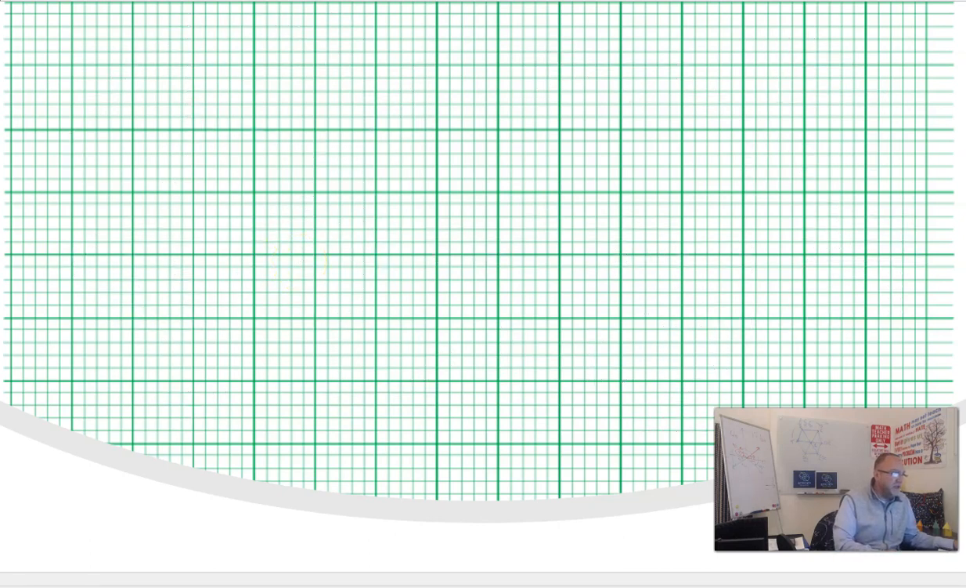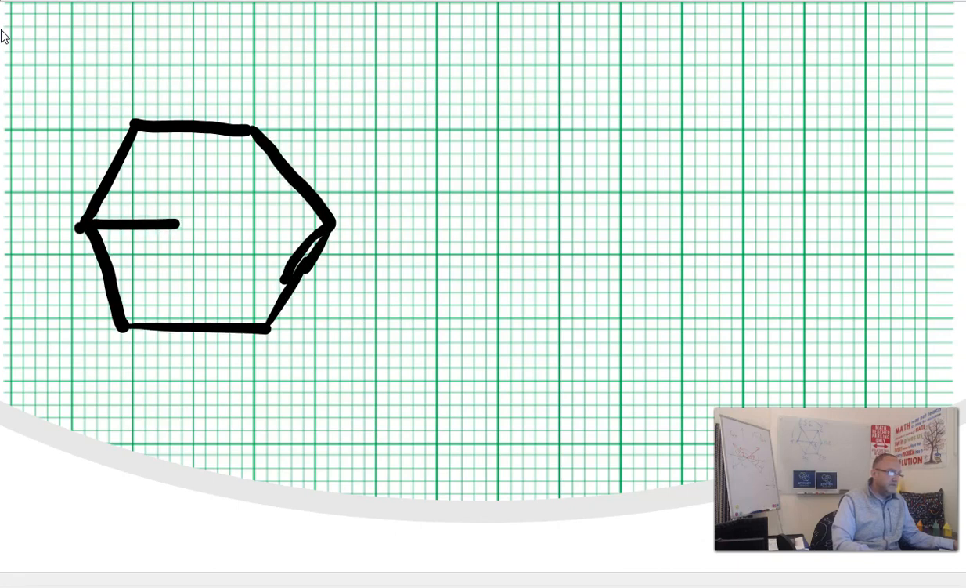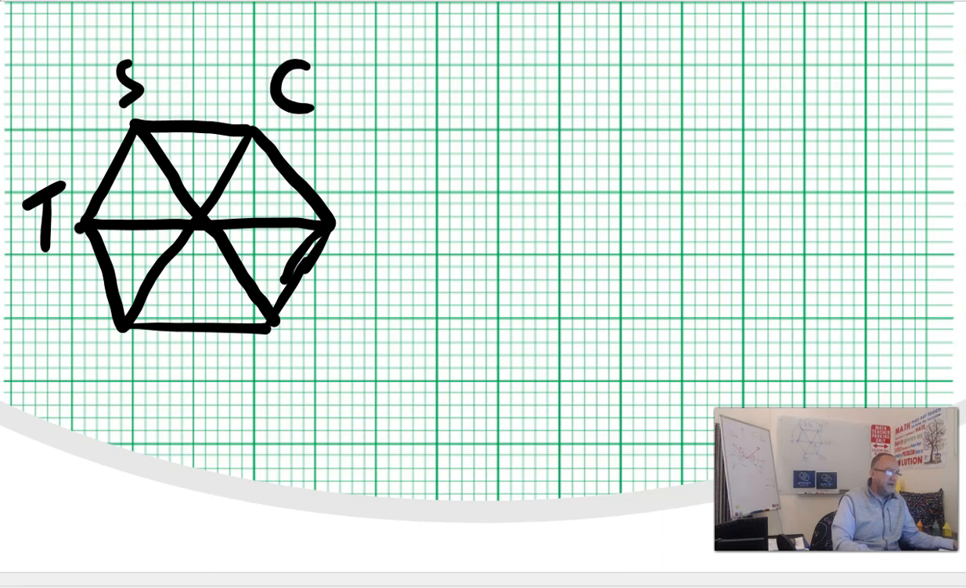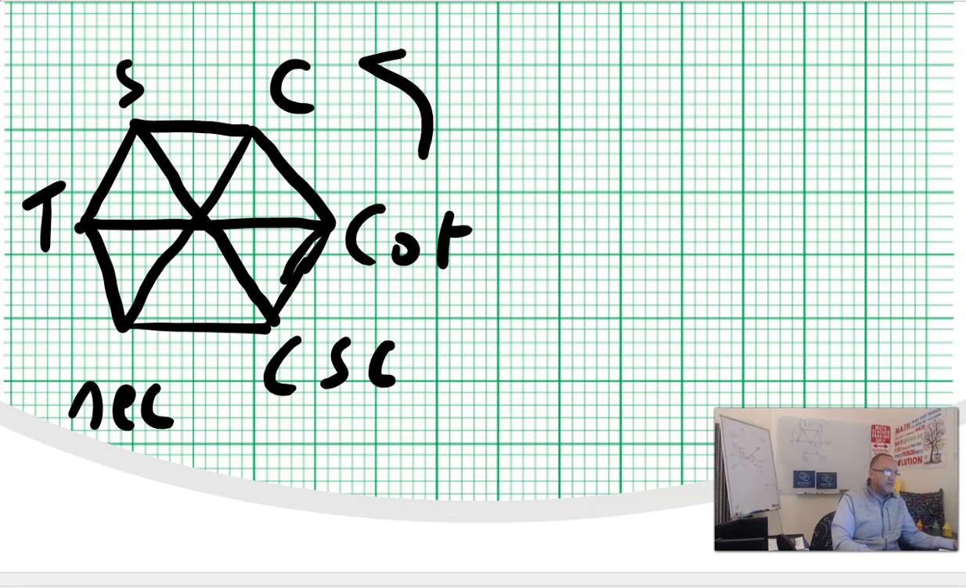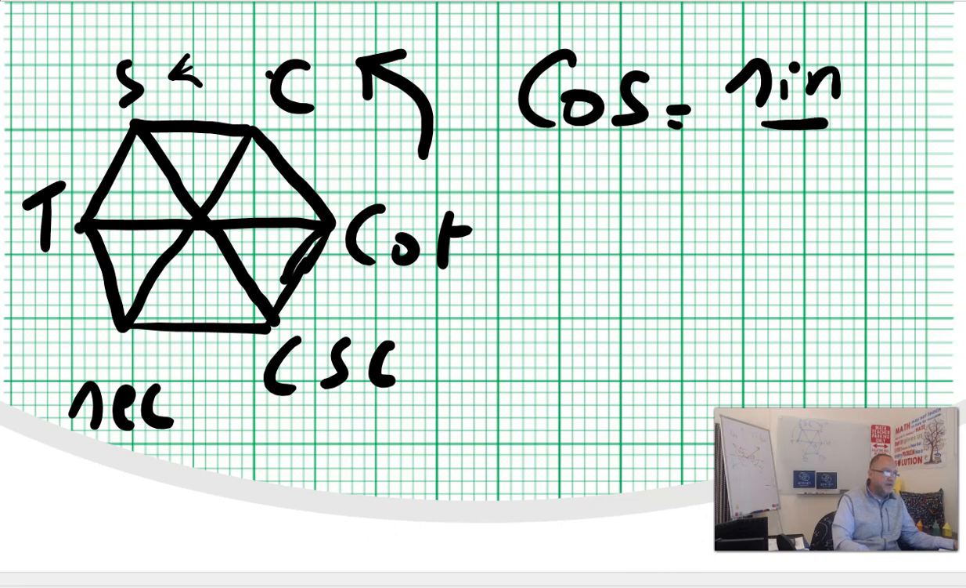Let's sketch it again and try to go counterclockwise. Excuse my hexagon, it's not the best hexagon, but you got the picture. So TSC, cosine, cotangent, cosecant, and secant. Now I'm going counterclockwise, so I'm going this way. If I start with cosine, this one here, and go this way, what's cosine of theta, cosine alpha? It equals sine divided by tangent, what's after the cosine.